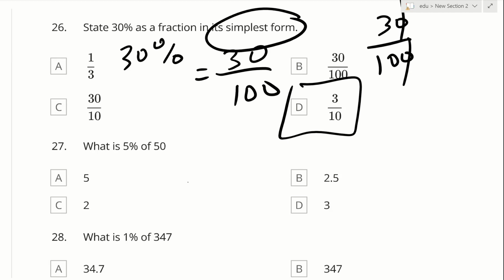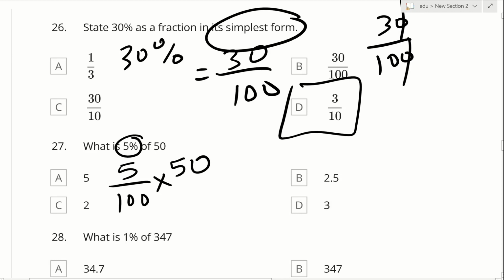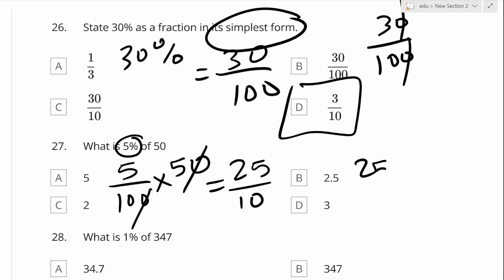So if I want to take the percentage of an amount, there's more than one way to do this, but 5 over 100, because that's what 5% means, times 50, right? I can cancel a 0 here, cancel a 0 here. 5 times 5 is 25 over 10. So 25 divided by 10 means I move my decimal one place to the left. So my answer is going to be 2.5.